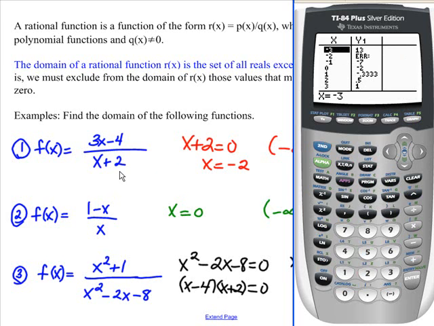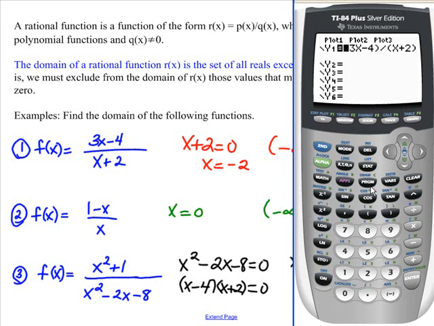And we're trying to show that x equals negative 2 is excluded from the domain. And you see what happens at negative 2? We get an error message because we are dividing by 0. So that confirms the fact that negative 2 should not be in the domain of that function. We could do the same thing for the others. Let me do that last example just because it's more complicated.